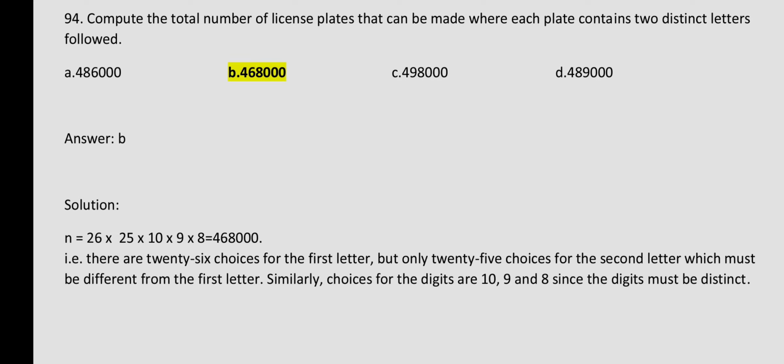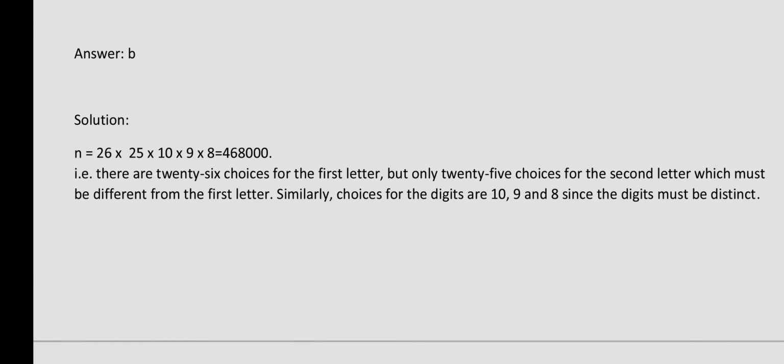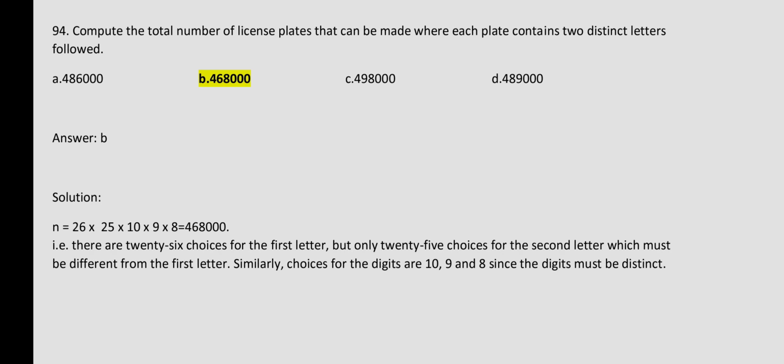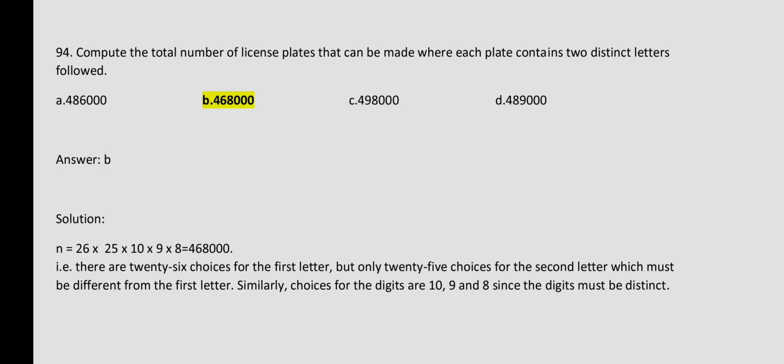The solution is below. N equals 26 times 25 times 10 times 9 times 8, which equals 468,000. There are 26 choices for the first letter, but only 25 choices for the second letter, which must be different from the first letter. Similarly, the choices for the digits are 10, 9, and 8, since the digits must be distinct. The answer is letter B, 468,000. If you see that question, just memorize it, that is the answer.